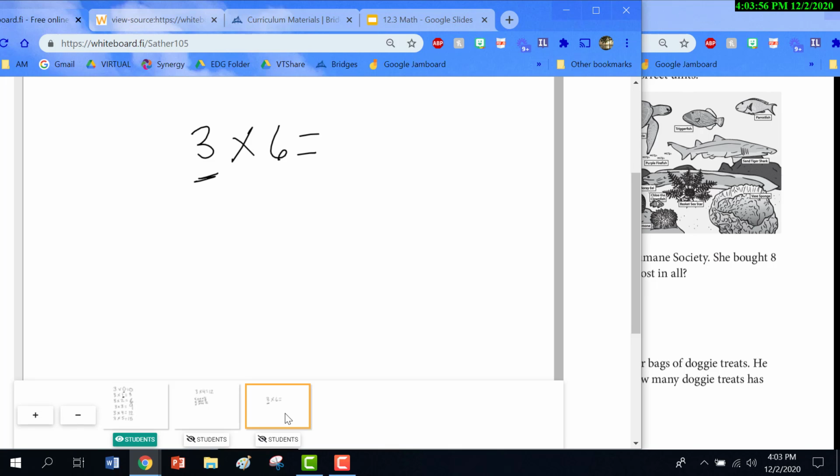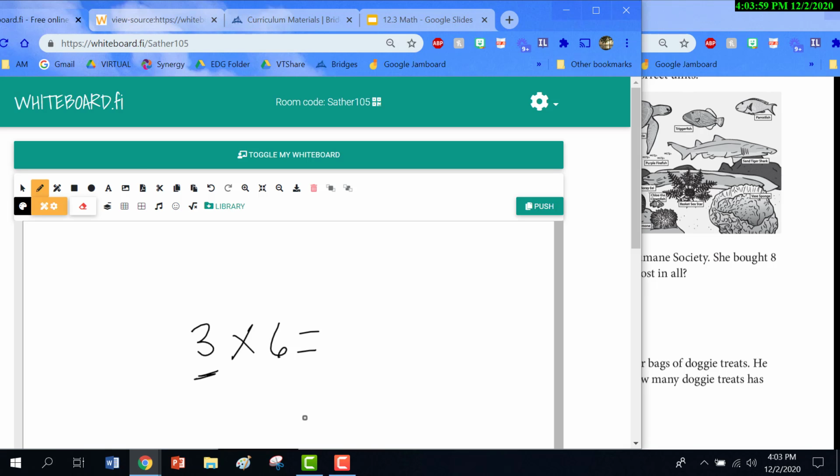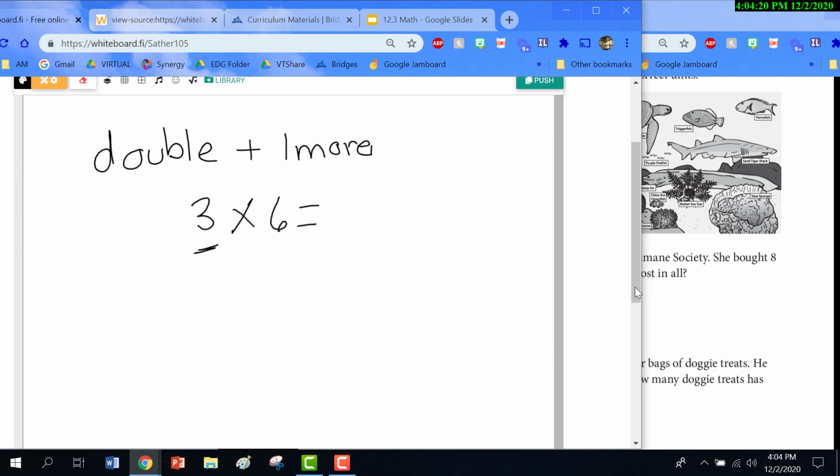So when you're multiplying by 3's, the rule that you can use is it's a double plus 1 more. A double plus 1 more. So basically what you're doing is you're taking 3 and you're breaking 3 down into a 2 and a 1. And now you have 2 multiplication equations. You have 2 times 6 plus 1 times 6. Well, you know how to do both of those.